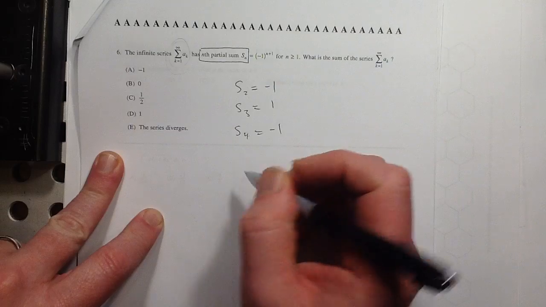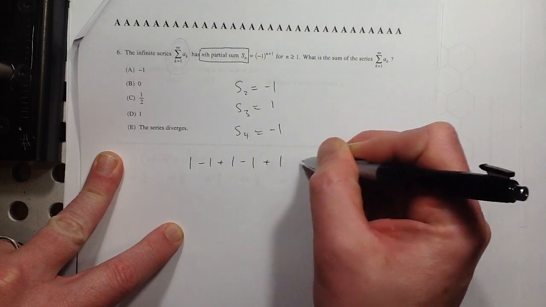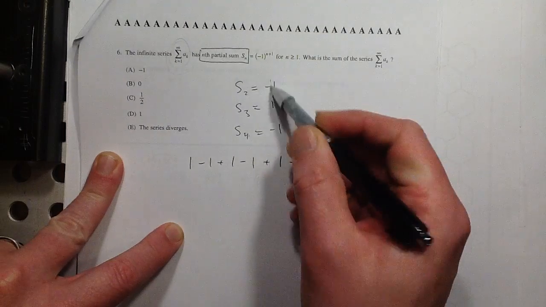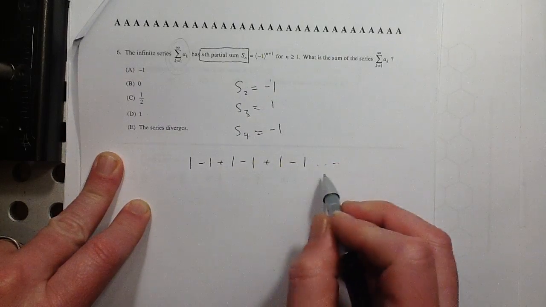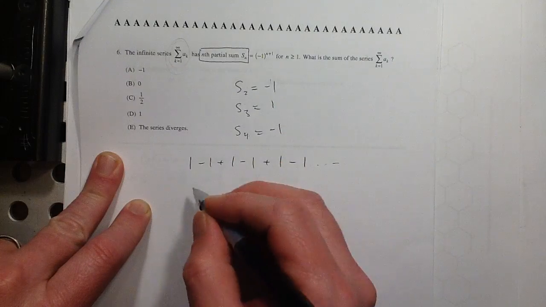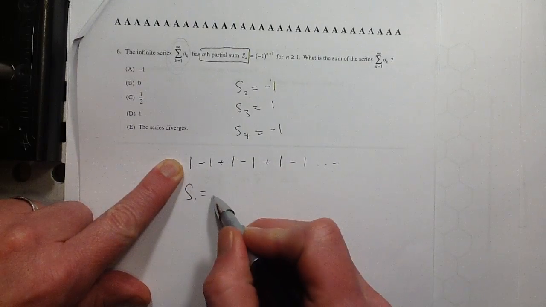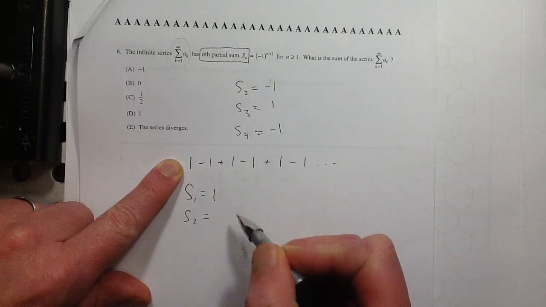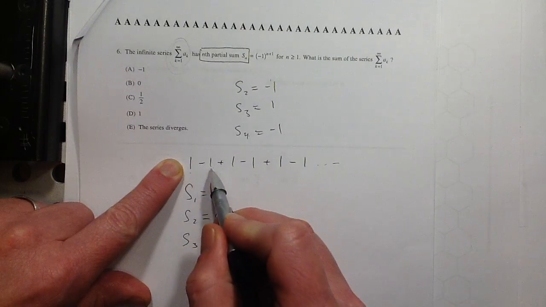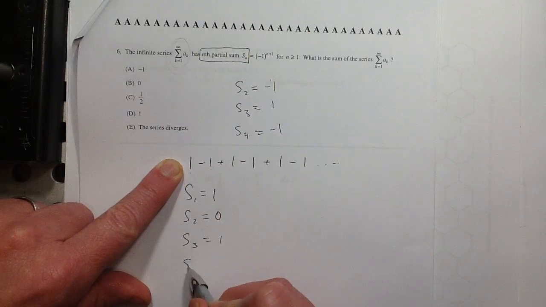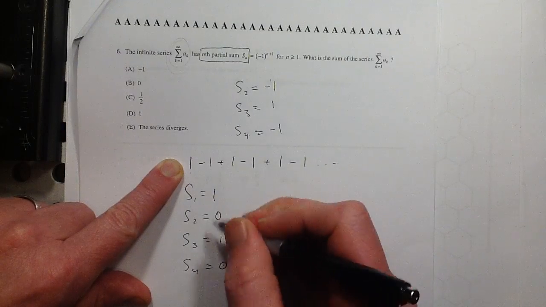This is kind of like when we check endpoints, sometimes we end up with a series like this. And this is not the same as this, right? These are the partial sums. So let's look at this series and make sure we understand this notation. What's the sum of the first 1 terms of this? Well, it's 1. The sum of the first 2 terms, that plus that, is 0. The sum of the first 3 terms, 1 plus that, would be 1. The sum of the first 4 terms is 0 again, and so on.